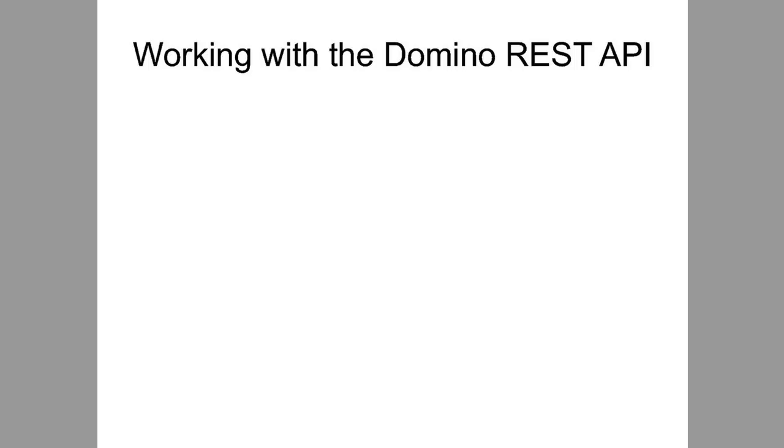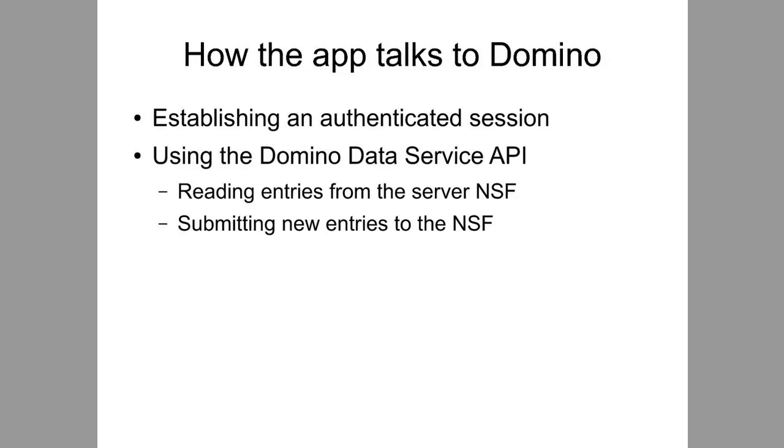Right, so let's look at how I've been doing this with the Domino REST API, Domino Data Service. And in this part, what I'll be looking at is how do you establish an authenticated session? Because in Domino environments, what you usually want to do is to use the security features of the Domino server, so you don't want to let everyone use the REST API to retrieve data. So how do you actually handle this with the login?